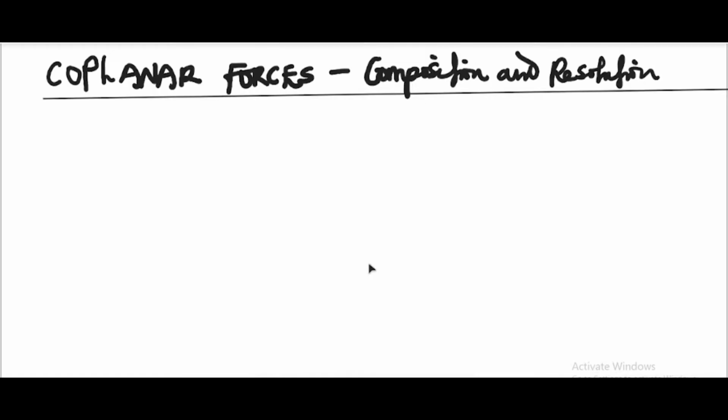All right, now, before we progress, you must have known before now that a force is simply a push or a pull. So having known that a force is a push or a pull, what is coplanar forces? That's the next question. What is coplanar forces? So simply put, these are forces whose lines of action lie in the same plane.